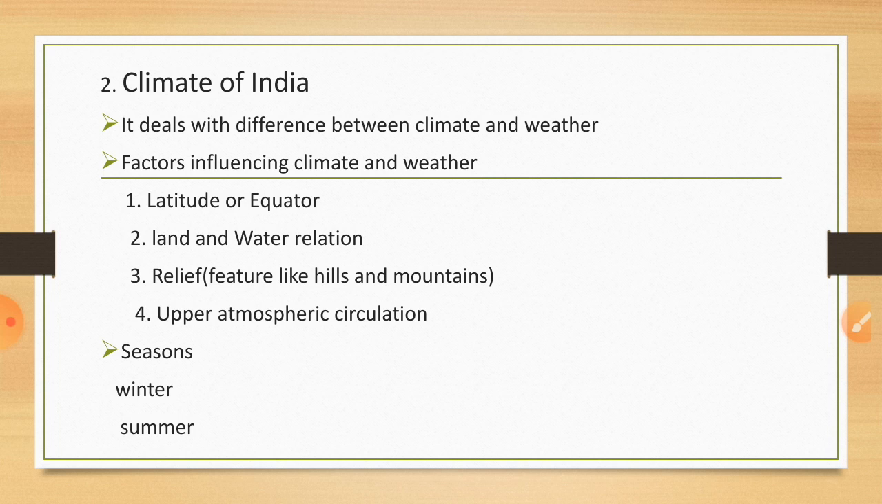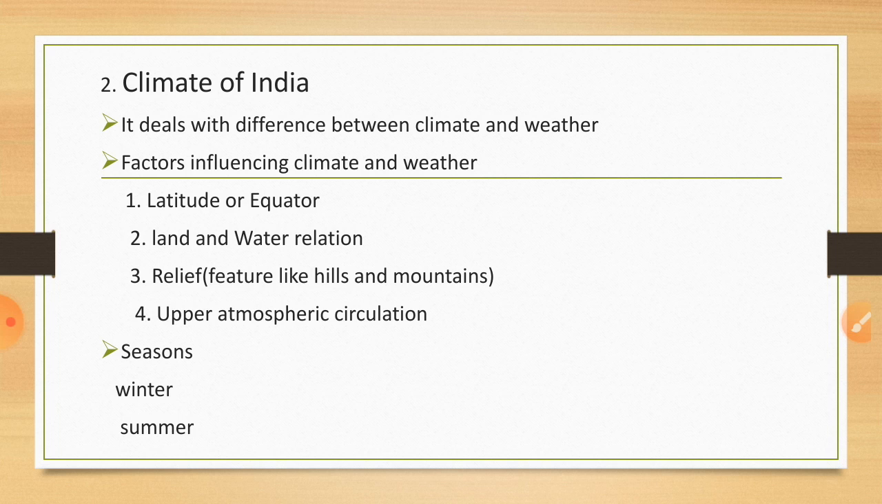There are a total of 4 factors that influence, and they are listed as latitude or equator, that is distance from equator. It tells about the temperature variation for the places which are near and far from equator. Second is land and water relationship. It explains the process of cooling down of land with respect to water bodies, and its effect on land, like the areas which are near to water bodies, how they get affected and how the temperature changes.